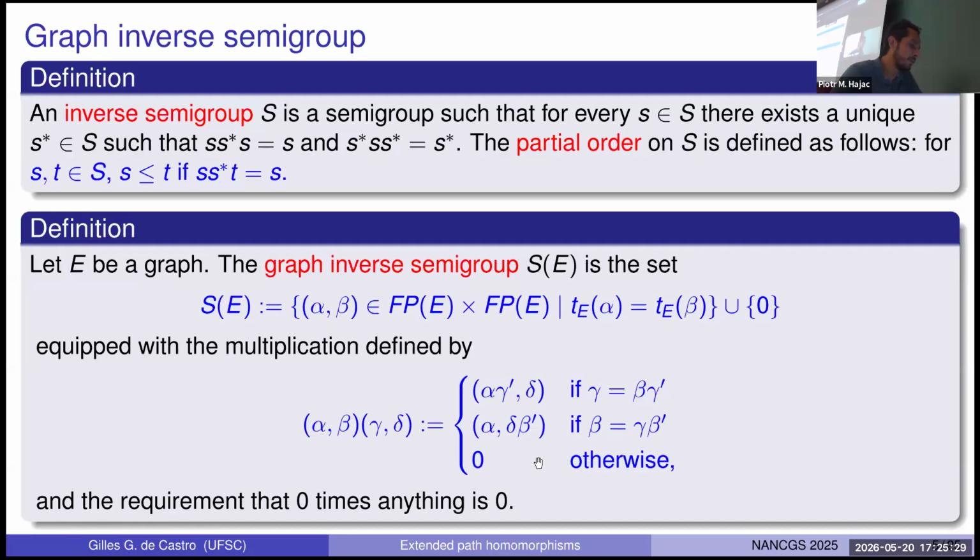But if they are comparable, then we see which one is the beginning of the other. So if beta is the beginning of gamma, we just remove beta, and the remainder we glue with alpha. And if gamma is the beginning of beta, then we remove gamma and then put beta prime in delta.